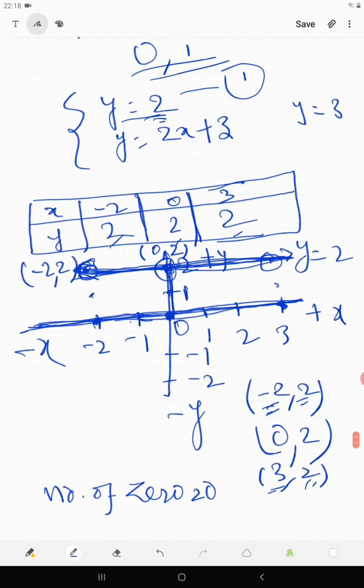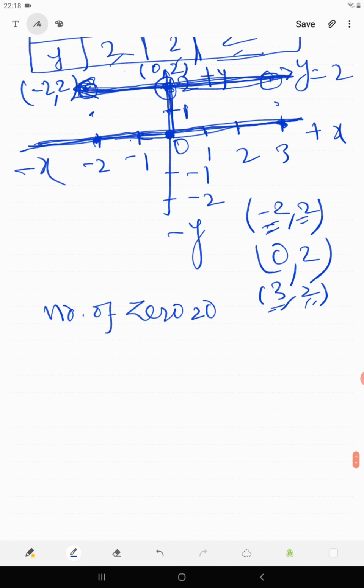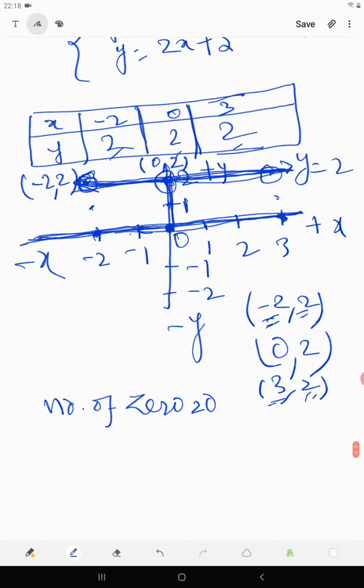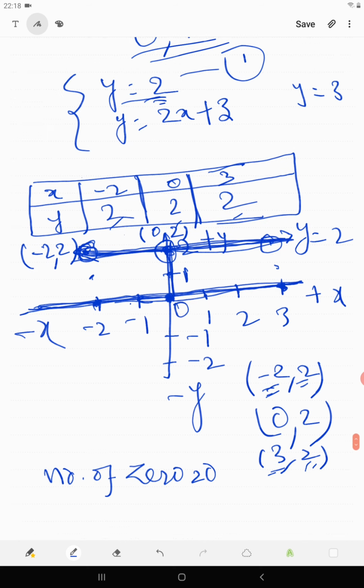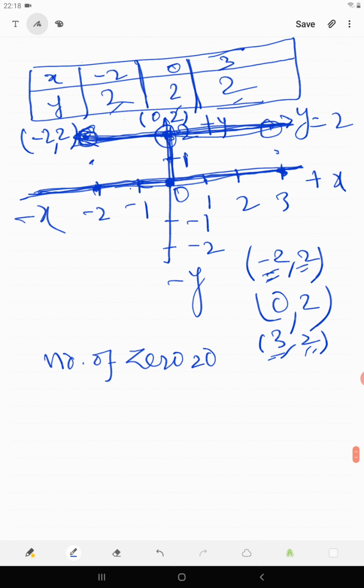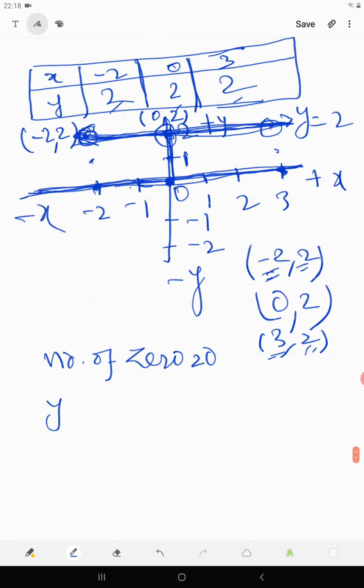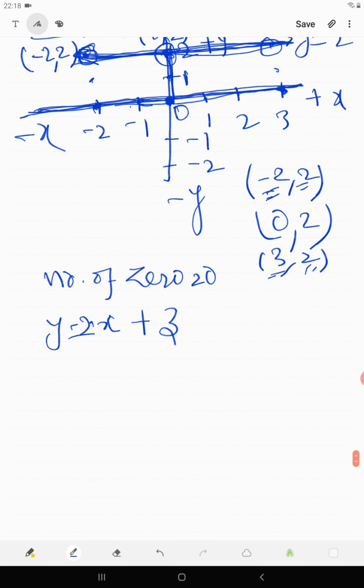Very simple. So this is for y equals to 2. Now let's solve for y equals to 2x plus 3. Let's draw the graph for y equals to 2x plus 3.